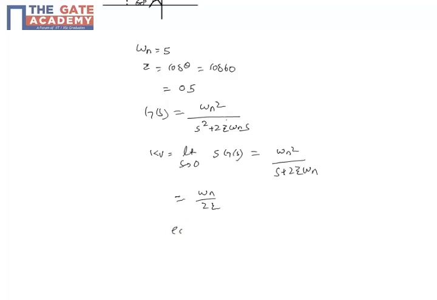So ESS for ramp input is equal to 1 by kV, so that will be equal to 2 zeta by omega n. So that is equal to 2 into 0.5 divided by 5, that is equal to 0.2. So the steady state error for a unit ramp input for this particular system is 0.2.